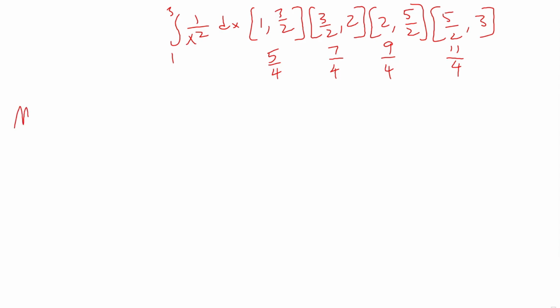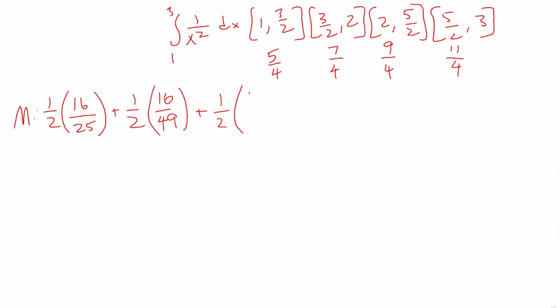And so for our midpoint approximation, we're going to have 1/2, because each of the widths is still 1/2, of 1 over 5/4 squared. Well, 5/4 squared is 25/16. So if I flip that, because of the 1 over, it's 16/25. Then we have 1/2 of 7/4 squared. Well, that's 49 over 16, so that'll be 16/49. And the next one will be 1/2 of 16 over 81. And then the last one will be 1/2 of 16 over 121. And of course, those all become 8/25, 8/49, 8/81, and 8 over 121.